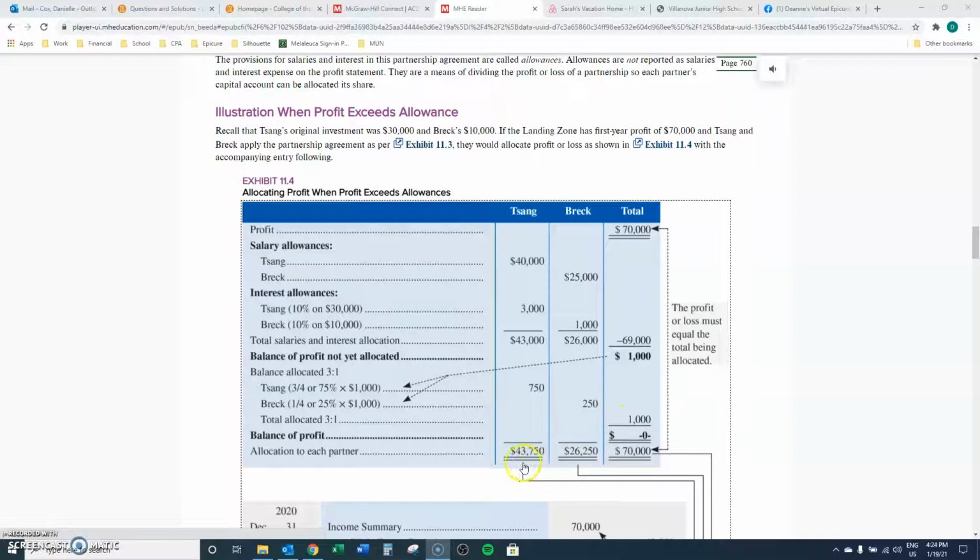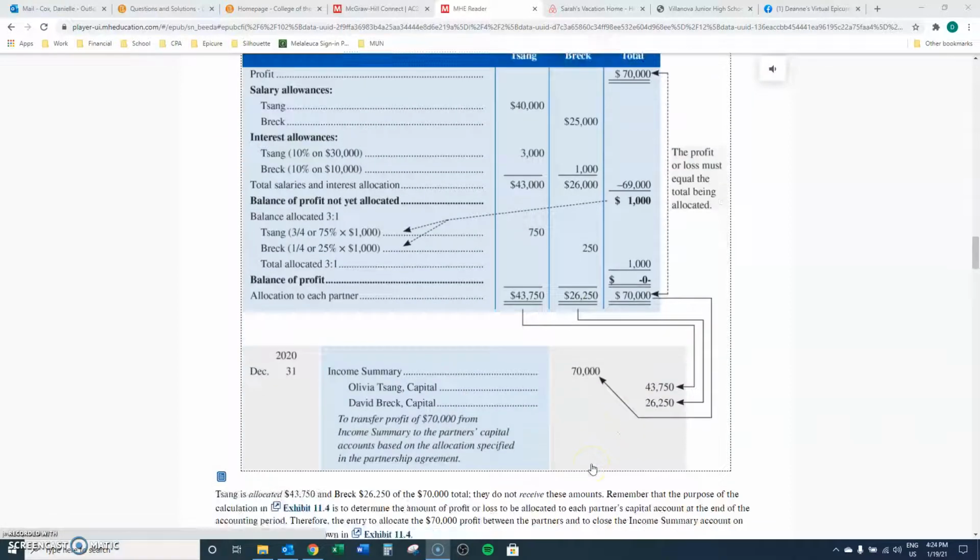Partner A would get $43,750. Partner B would get $26,250. And then the journal entry, you would close out your income summary with a debit, and you would credit each partner's respective capital account with these amounts here.